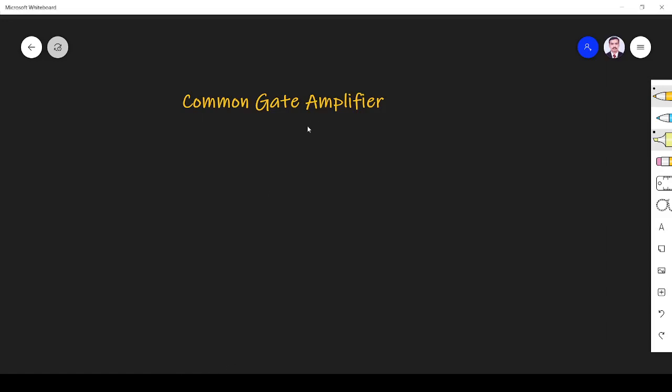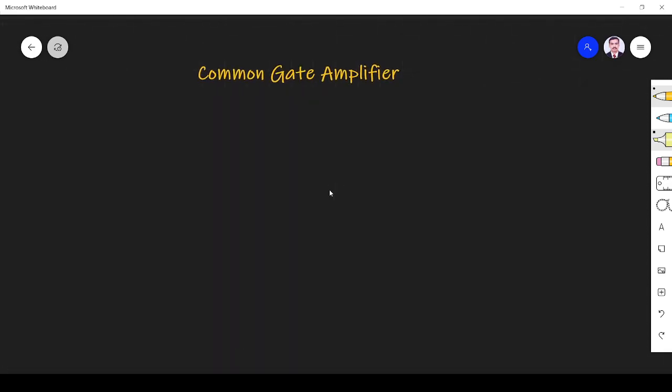Hi friends, in this video let us learn about the common gate amplifier. Before watching this video, kindly go through the T model of MOSFET, then you can understand this class very easily, because we are going to use the T model of MOSFET in this class. A common gate amplifier is drawn here. So this is the common gate amplifier.